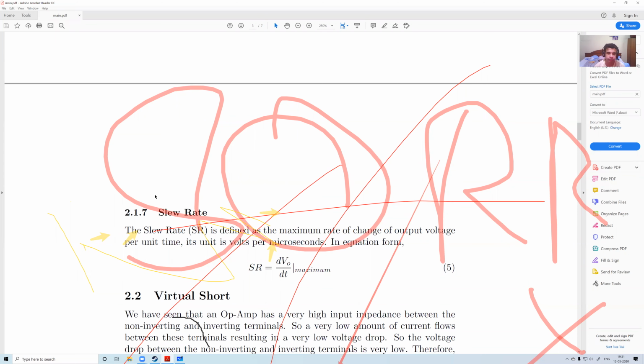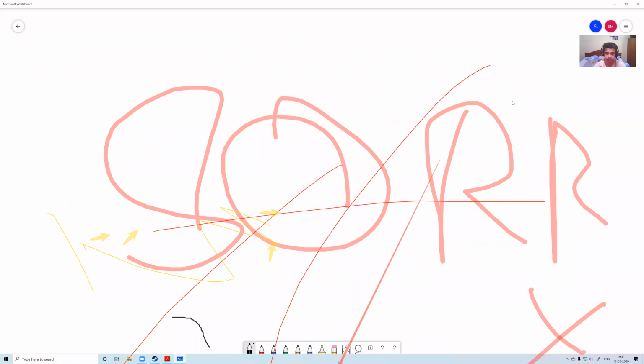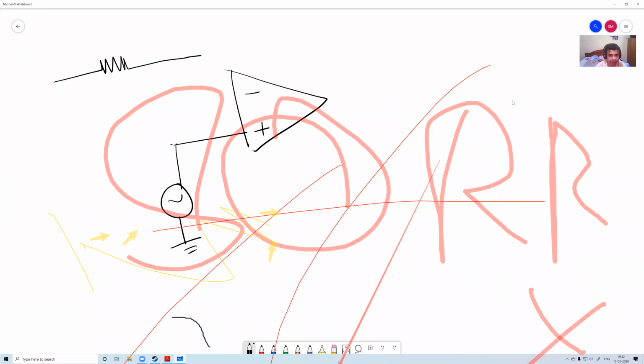Slew rate once more. Fine. I am using some amplifier. It could be inverting, it could be non-inverting, it could be some other circuit. Differentiation, integration doesn't matter. Suppose for simplicity, let us say that this is a non-inverting amplifier. This was a circuit we discussed in the last class, so I am not explaining this anymore.